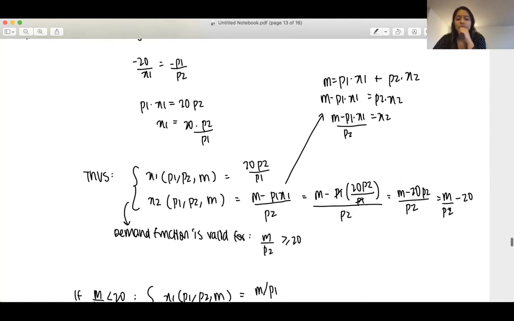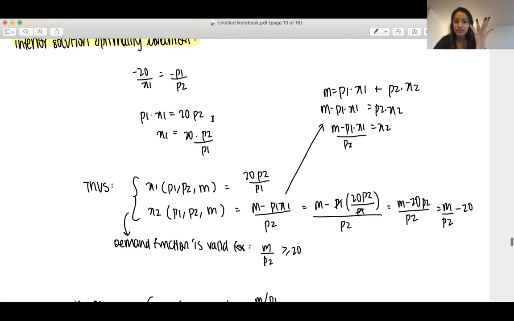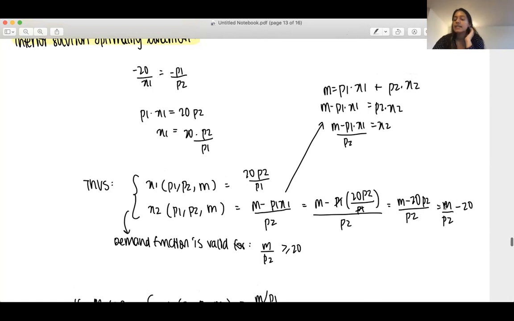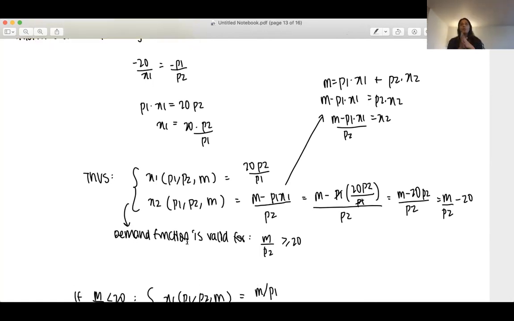As I was saying, there are two parts to how you do the Marshallian demand function. Now we see that M over P2 minus 20 is what you get for X2. Now you have to decide for what range of values this demand function is valid. Here is how we've written it: if you equate this to 0, so M over P2 minus 20 is equal to 0, and then rearrange, you get M over P2 is bigger than or equal to 20.